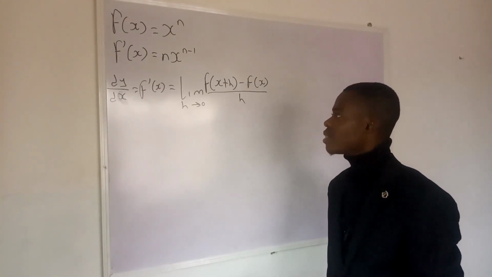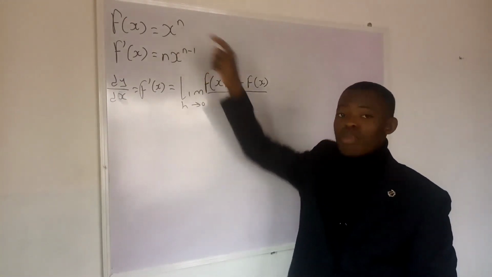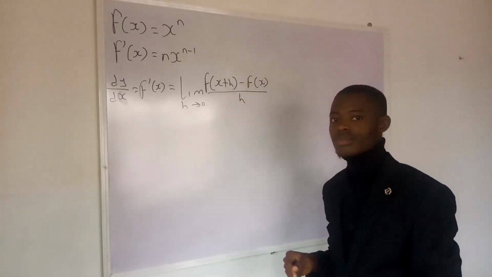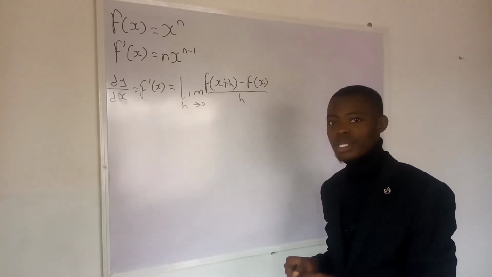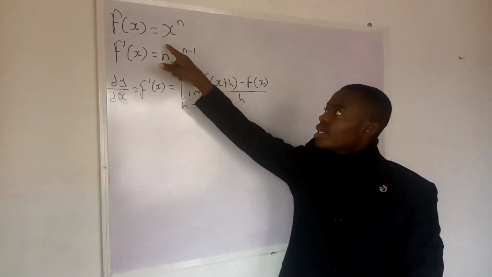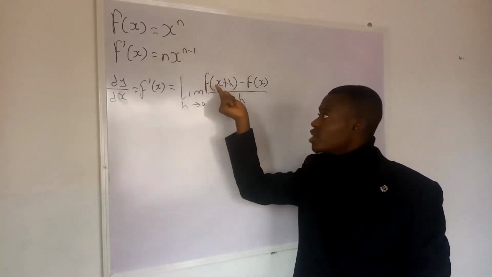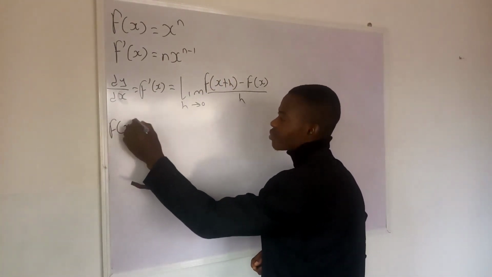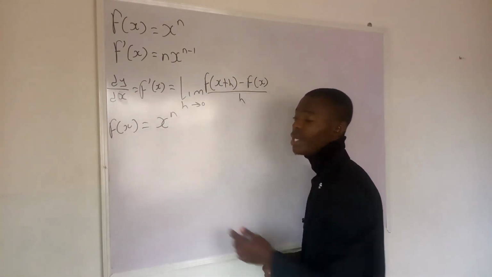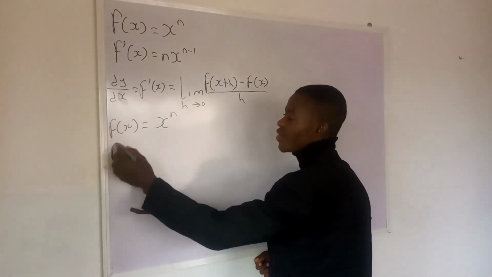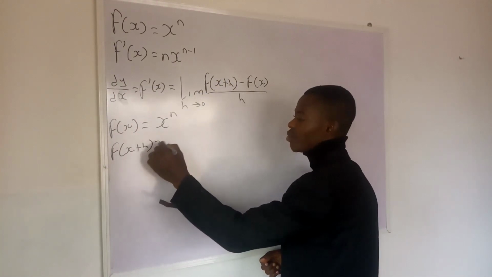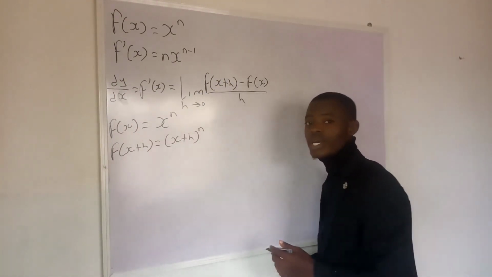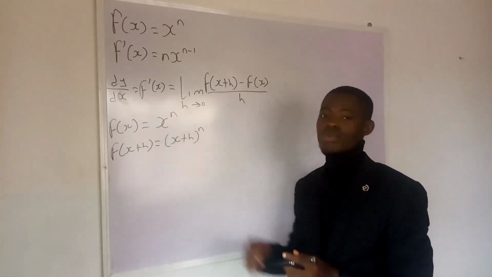Okay, perfect. Now, if f of x is x to the power of n, what would be f of x plus h? Well, what f of x plus h means in essence is that wherever you find x in f of x, just replace it with x plus h. Okay, good. So therefore, if f of x is equal to x to the power of n, then f of x plus h will be equal to x plus h all raised to the power of n. So instead of x, I have x plus h.